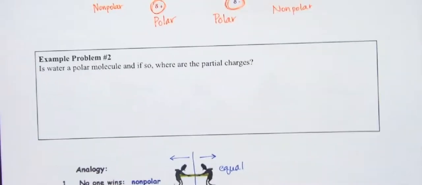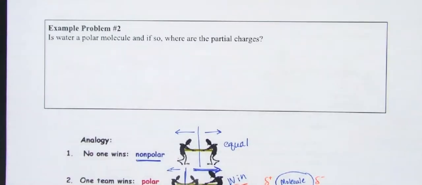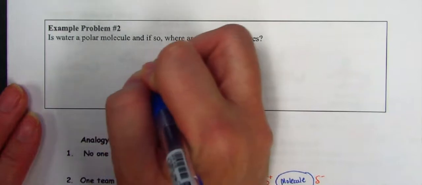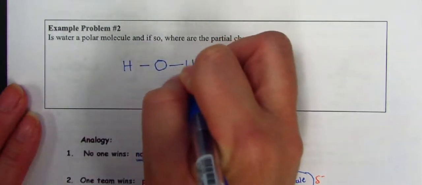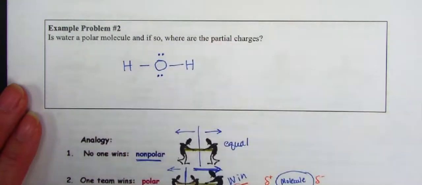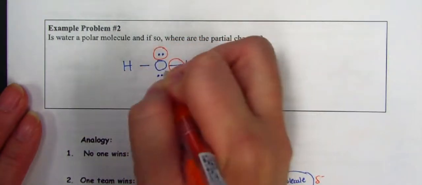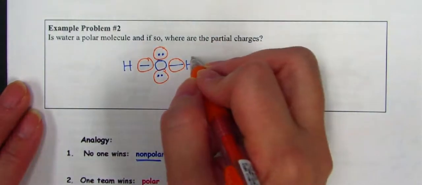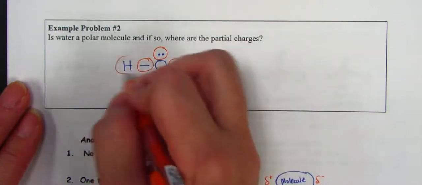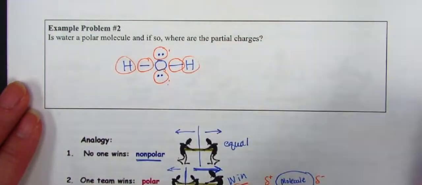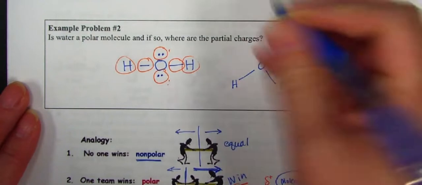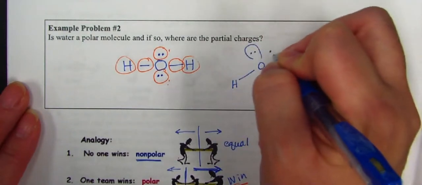So, is water polar or nonpolar? And if it is polar, what are the partial charges? So the Lewis structure for water looks like this. And remember, water has 4 areas of electrons around it, 4 electron domains. And because 2 of them have bonded atoms and 2 are lone pairs, the overall shape is going to be bent. And my lone pairs of electrons are up here.